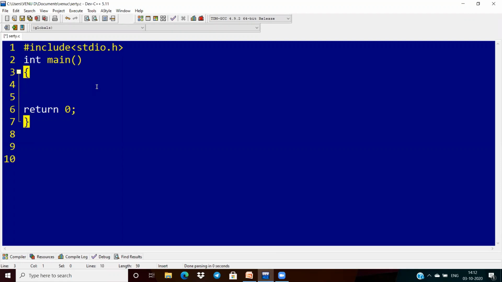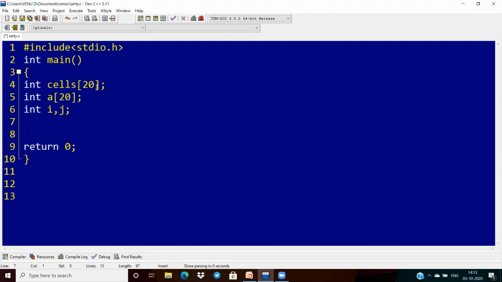So to implement this code, I have to first store all the cell values. For that reason, I'm taking an array called cells. I'm assuming its size is some 20. Similarly, I need one more array, a, which has the same length. I also need some indexes, i and j, so that is why I'm taking i and j. If you need any other indexes, you can take them, no problem.